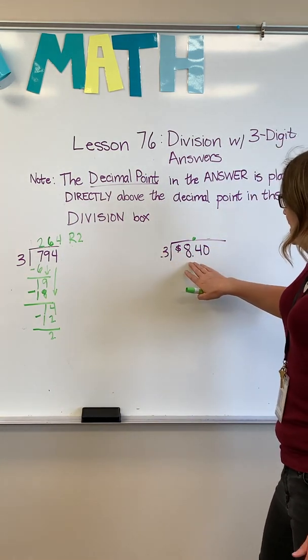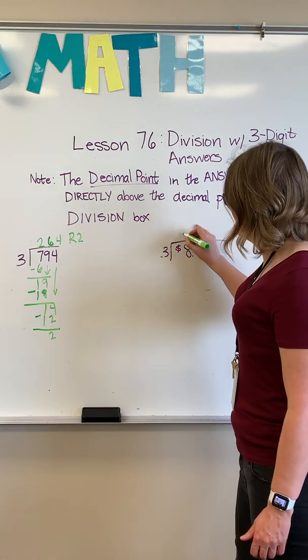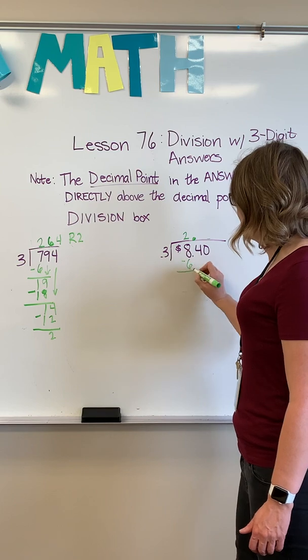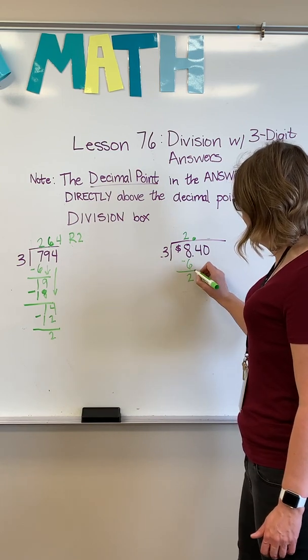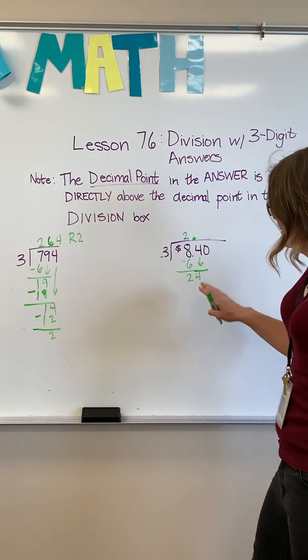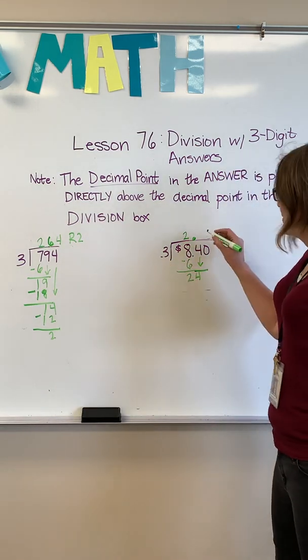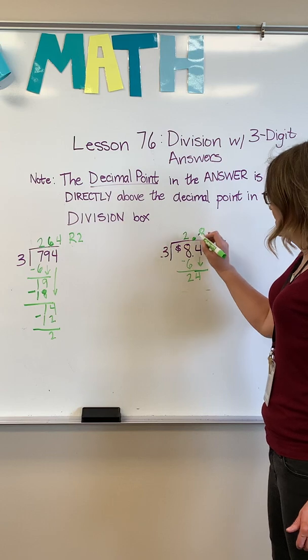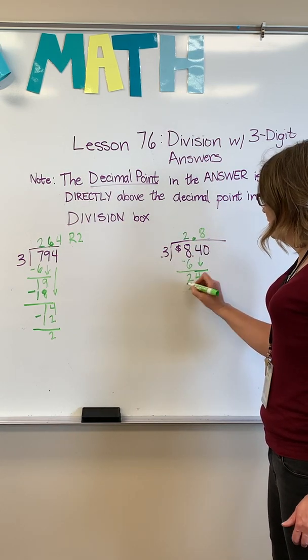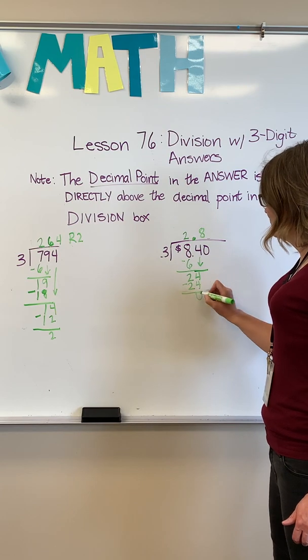So 8 can be divided by 3 2 times. 2 times 3 is 6. I subtract, I get 2. I bring down my 4. 24 can be divided by 3 8 times. Now I multiply, which is 24 minus 0.